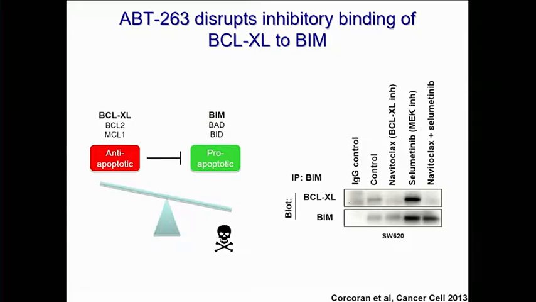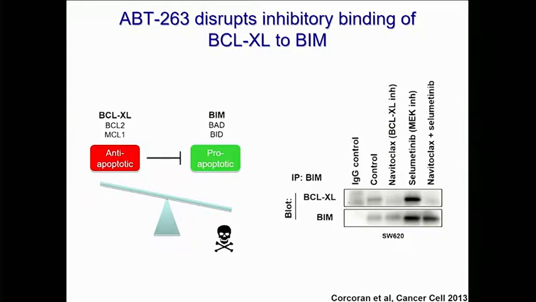But what was interesting is when we pulled down BIM, and actually looked at what was bound to BIM. We found that at the baseline level, you could detect some degree of BCL-XL binding to BIM. And when you gave a MEK inhibitor, even though you got a dramatic induction in protein levels, you saw that you pulled down a proportionally increased amount of BCL-XL, suggesting that most of this induced BIM was not actually free and perhaps was bound by BCL-XL and thus unable to drive apoptosis.